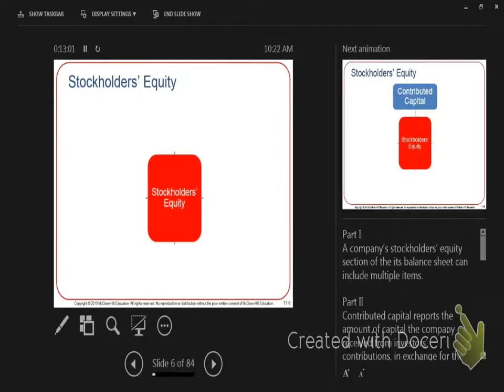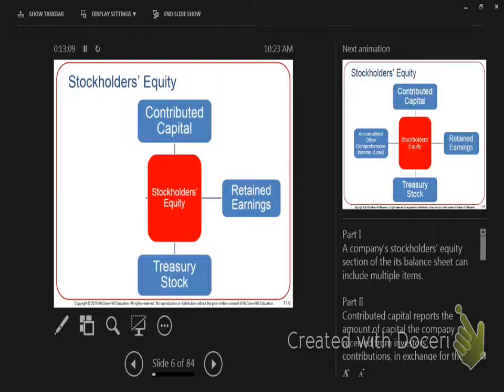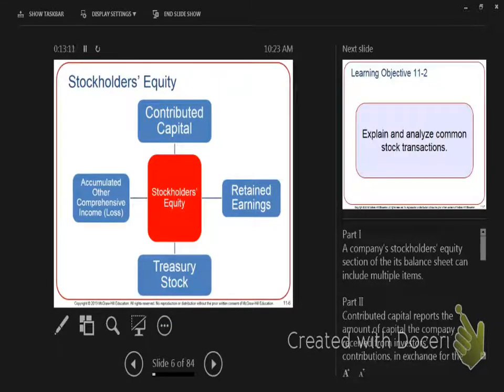So one of the things we want to look at is, with stockholders' equity, we have contributed capital, retained earnings, something called treasury stock, and then we have other comprehensive loss and gain. Treasury stock, we've talked about it one time. Anybody remember what it is? The company buys it, yeah. Exactly. It's when the company buys back their own stock.